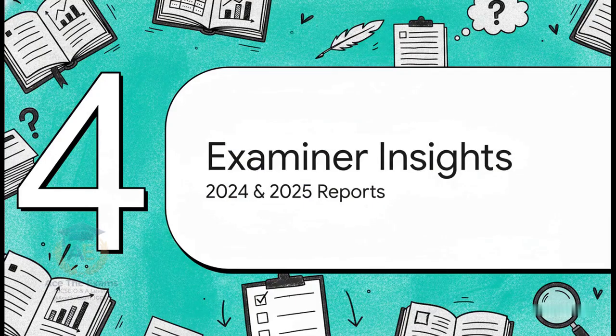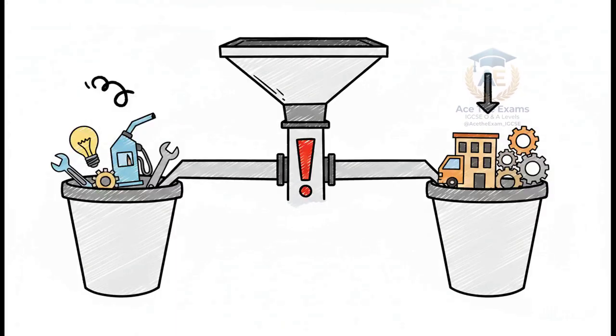Finally, we've reached Section 4, crucial examiner insights straight from the 2024 and 2025 reports. Let's see what the graders are actually saying. So, directly from the examiner's desk, a really frequent and highly penalized error is failing to distinguish between revenue items and capital items. Getting this wrong completely distorts your final profit calculation. It's a fundamental error, and honestly, it will cost you heavily on exam day.